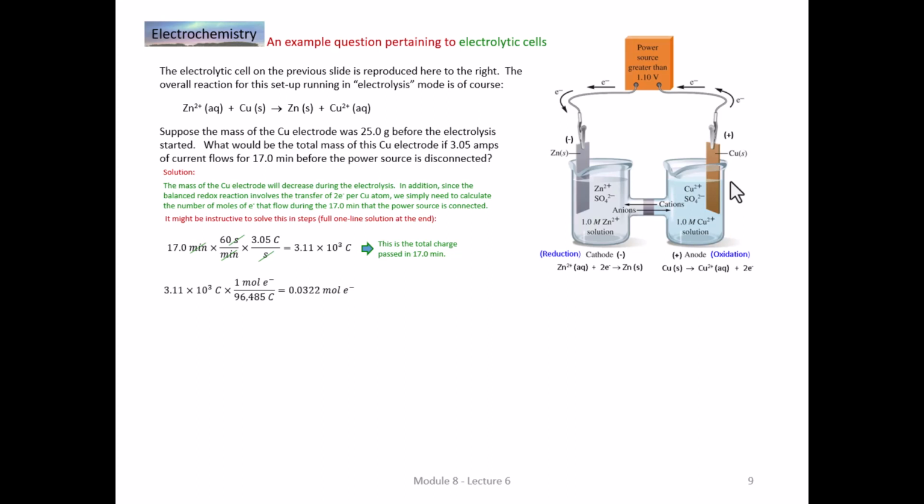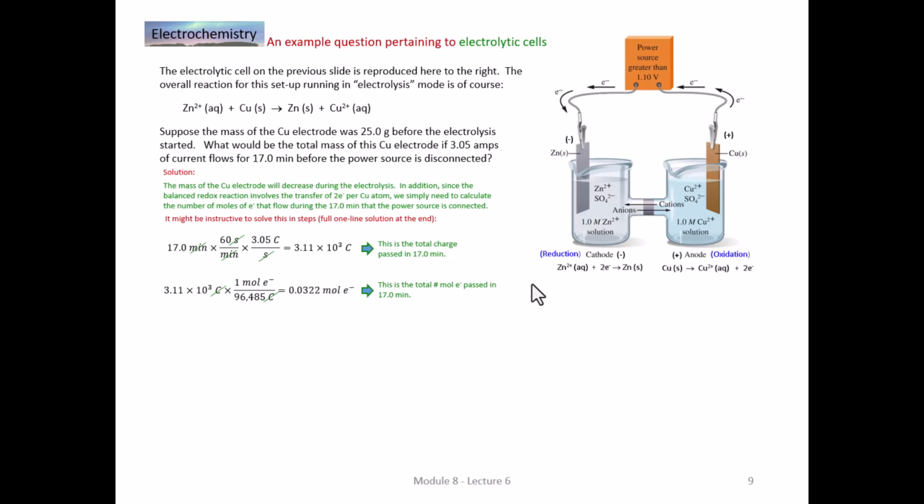Well, now we'll take that charge and multiply it by the fact that 1 mole of electrons has a charge of 96,485 coulombs. And what we now know is that in those 17 minutes, 0.0322 moles of electrons flowed through the circuit.